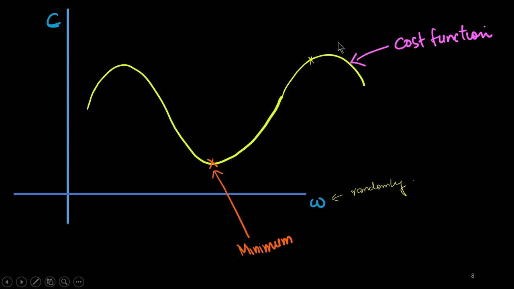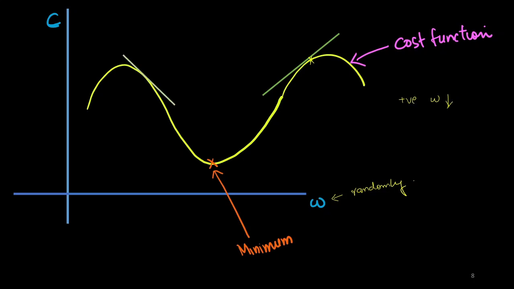So how do we find out whether we have to increase or decrease the weight in order to get the minimum value? We find the derivative at that point. We find the slope. If it is a positive slope, we have to reduce weight in order to get the optimal solution.